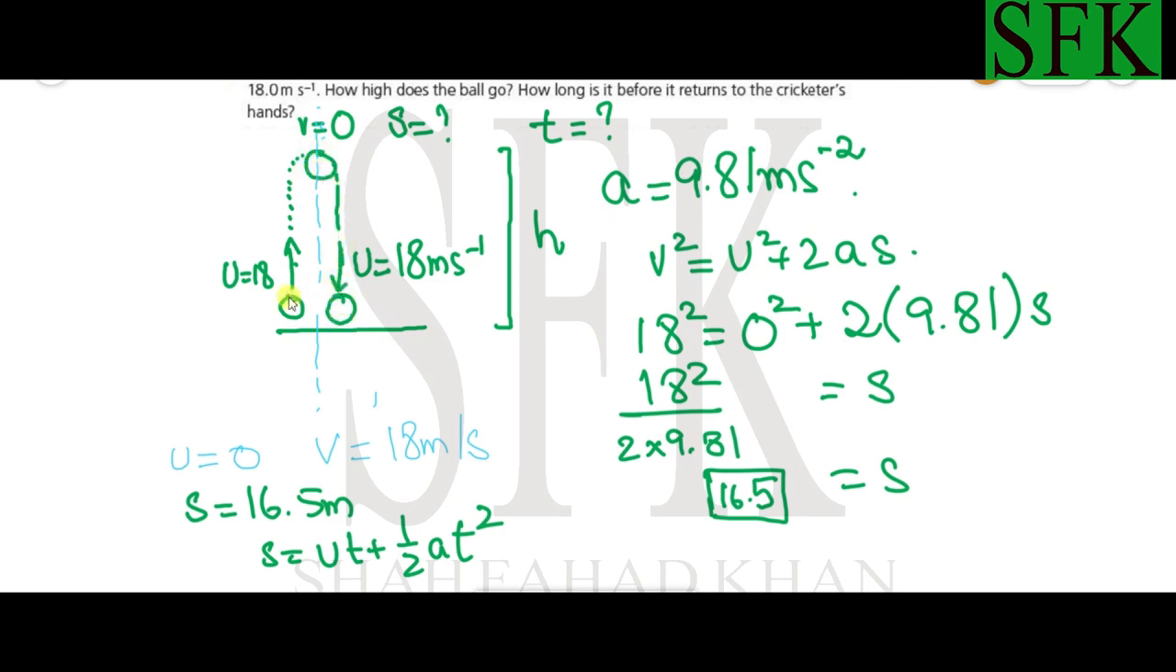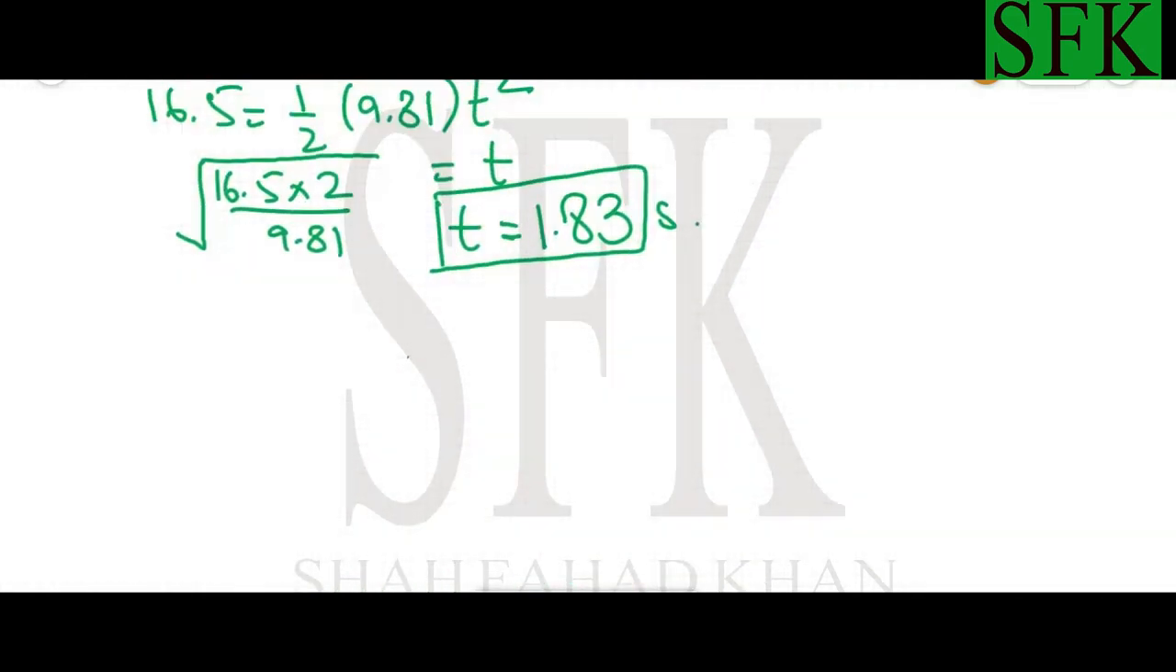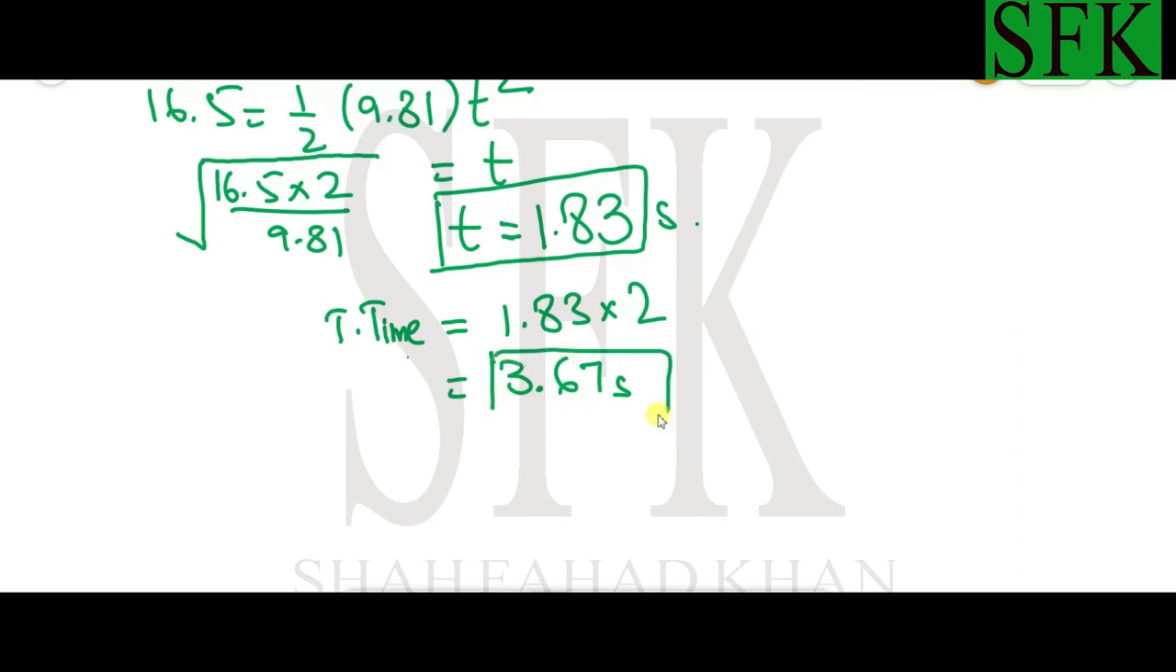Okay, an equal amount of time would have been consumed for the ball to reach the maximum height as well. So the time taken for the ball to reach the maximum height and then return to the cricketer's hand is going to be 1.83 multiplied by 2, and so the total time that we'll get is going to be 3.67 seconds total time.